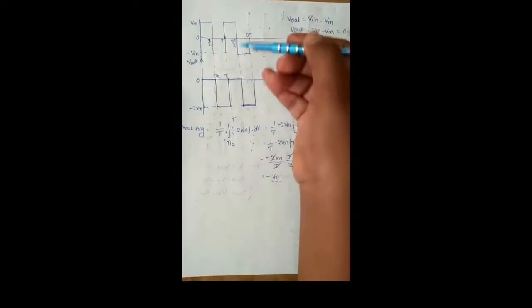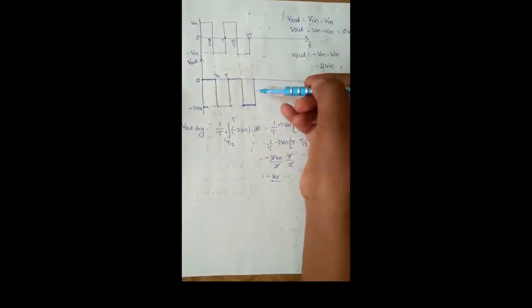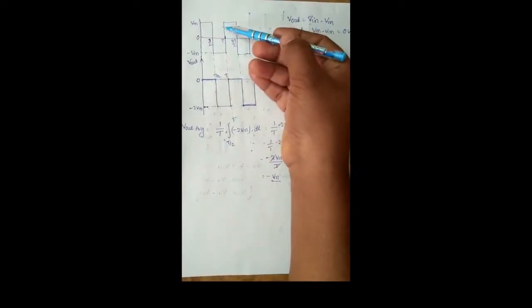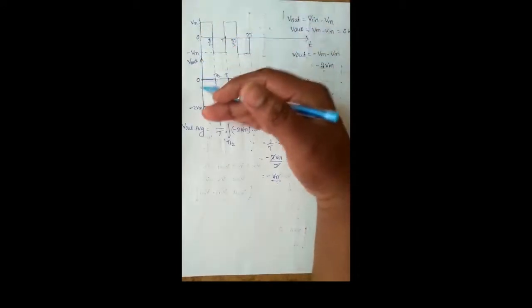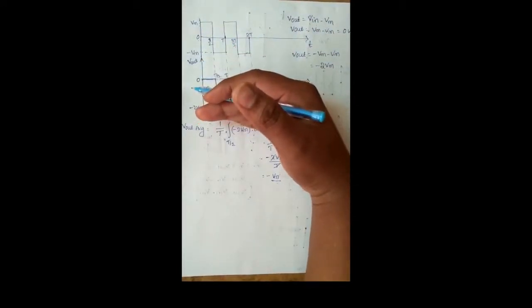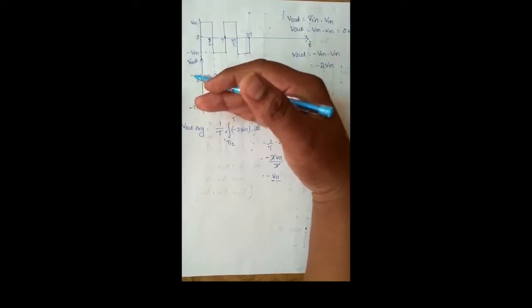Now you can observe in the input and output waveforms that the input signal is clamped to the negative side. That is the reason this circuit is called a negative clamper.